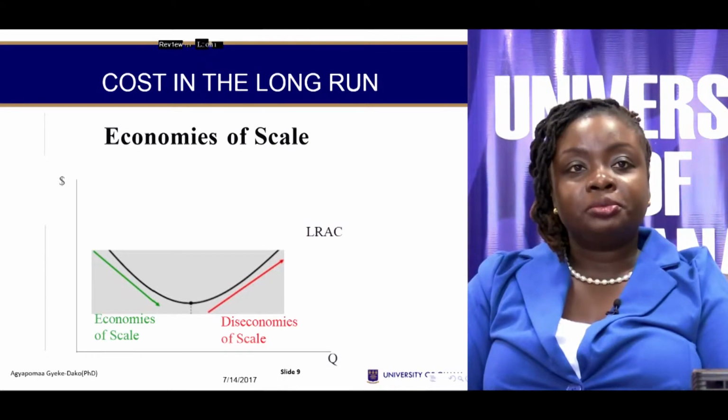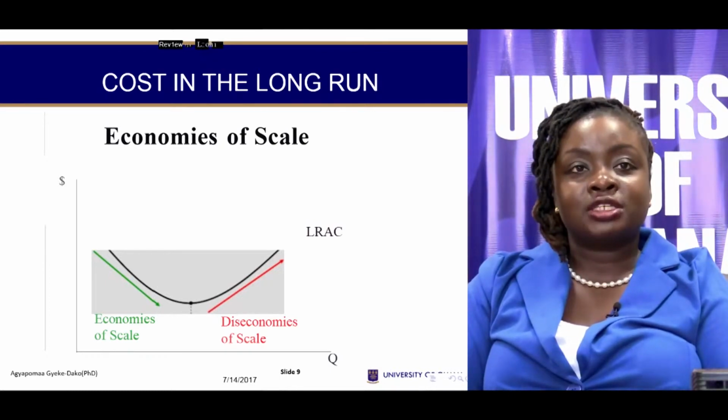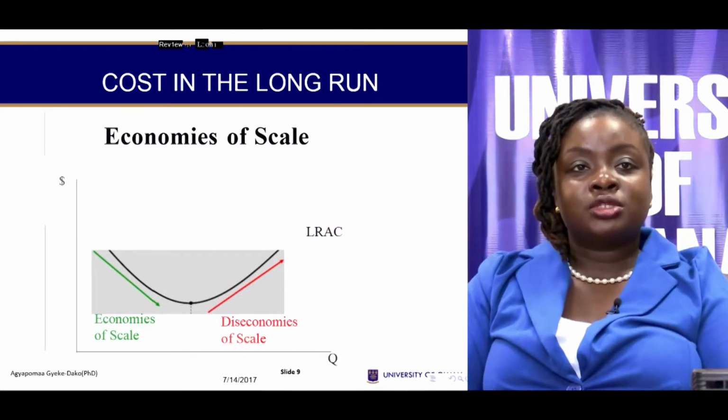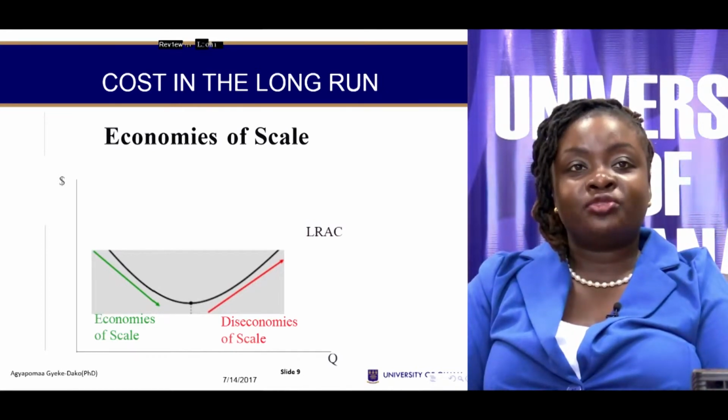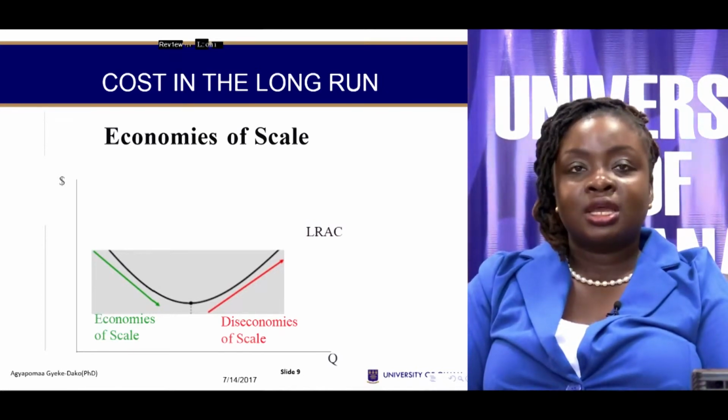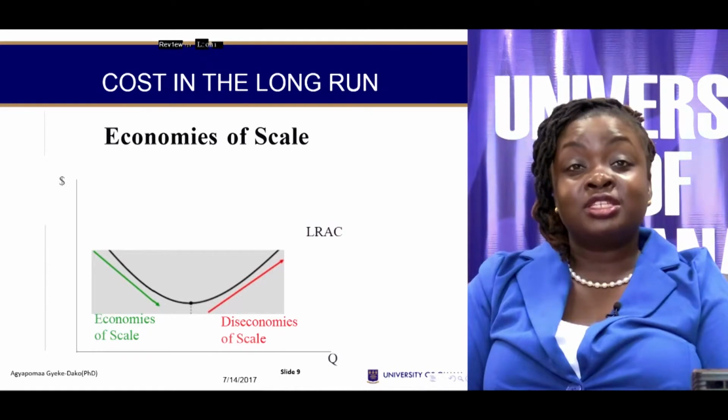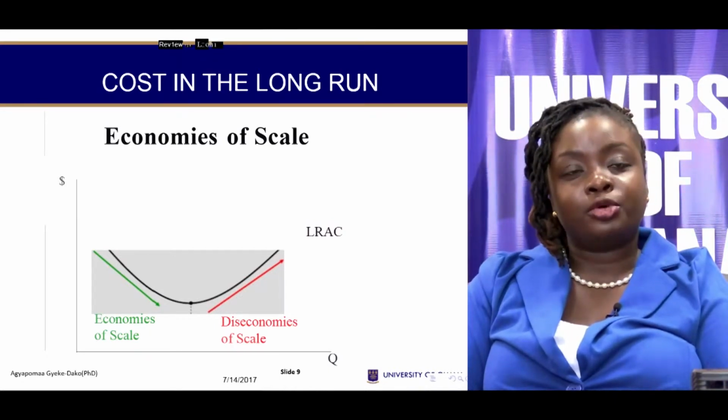Now, why is it U-shaped? It's U-shaped because of certain concepts, economies of scale and diseconomies of scale. Economies of scale will tell us that as we employ more of our inputs, we'll find our average cost declining. So as output increases initially, we'll find our average cost declining, and then our average cost would increase as we increase more of our output.